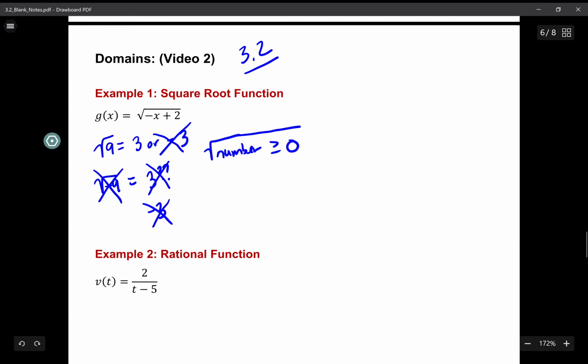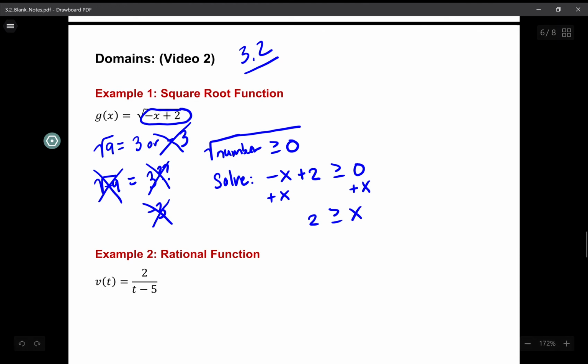So if we look at our function, g of x equals the square root of minus x plus 2, we really need what's underneath the square root here to be greater than or equal to 0. And that's just a simple linear inequality. We need to solve minus x plus 2 is greater than or equal to 0. Well, let's solve this by adding x to either side. That means 2 is greater than or equal to x. And I generally like to rewrite those with the x on the left-hand side. It just helps my brain a little bit, which is the same as saying x is less than or equal to 2.